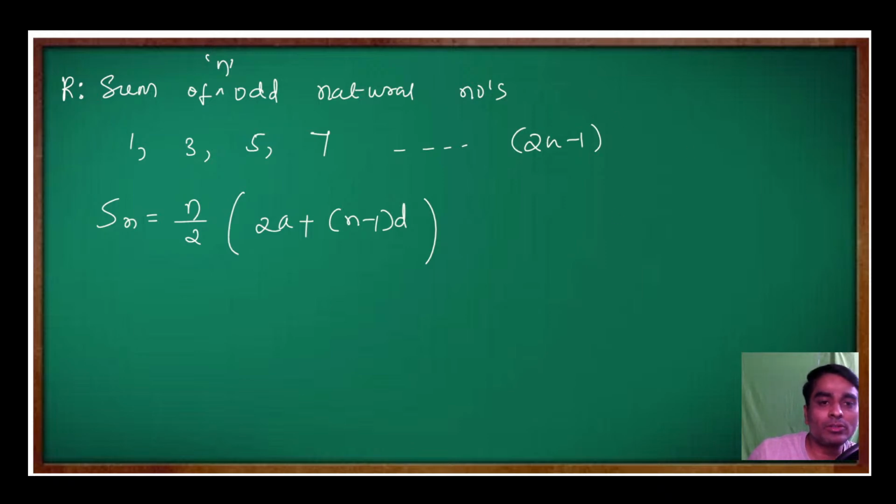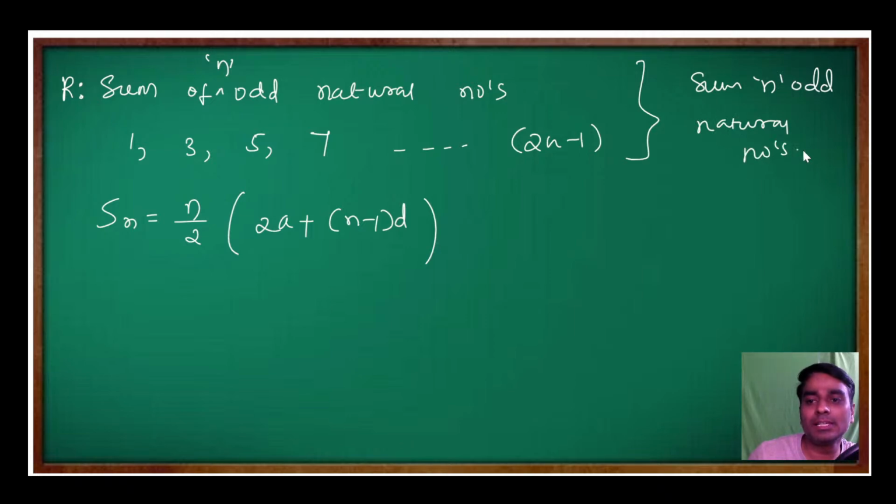See, actually this is like a formula: sum of n odd natural numbers is n square. This is a formula you need to remember. Suppose you don't remember, you have a confusion or you forgot, then you can find out like this. Don't leave thinking that you don't remember. Using this formula you can find out and you will get n square only here.